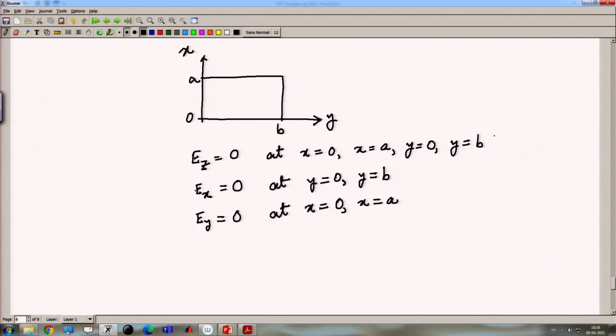So, this must be satisfied by the mode functions for the rectangular waveguide. So, let us call this equation 6, which defines the boundary conditions that need to be satisfied by the mode functions, the TE to x and TM to x modes in the homogeneous rectangular waveguide, the rectangular waveguide filled up with a homogeneous material.